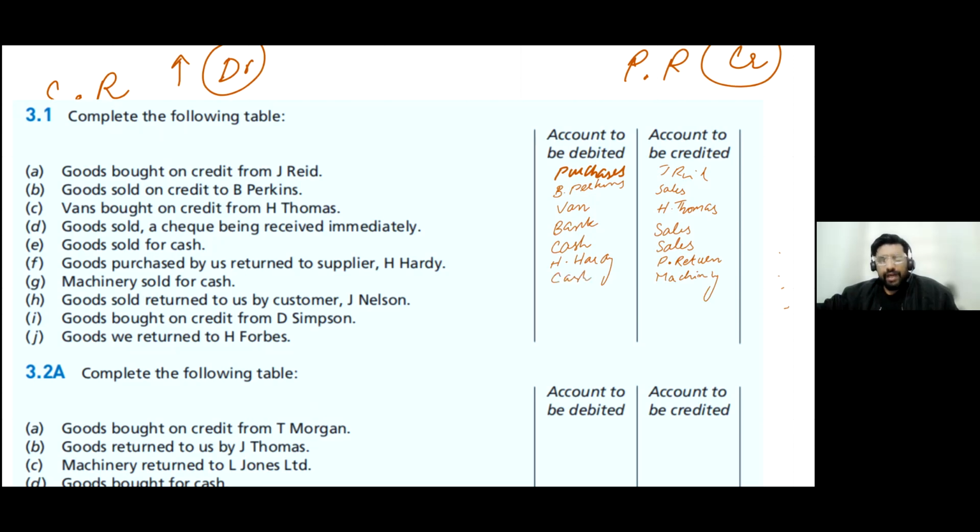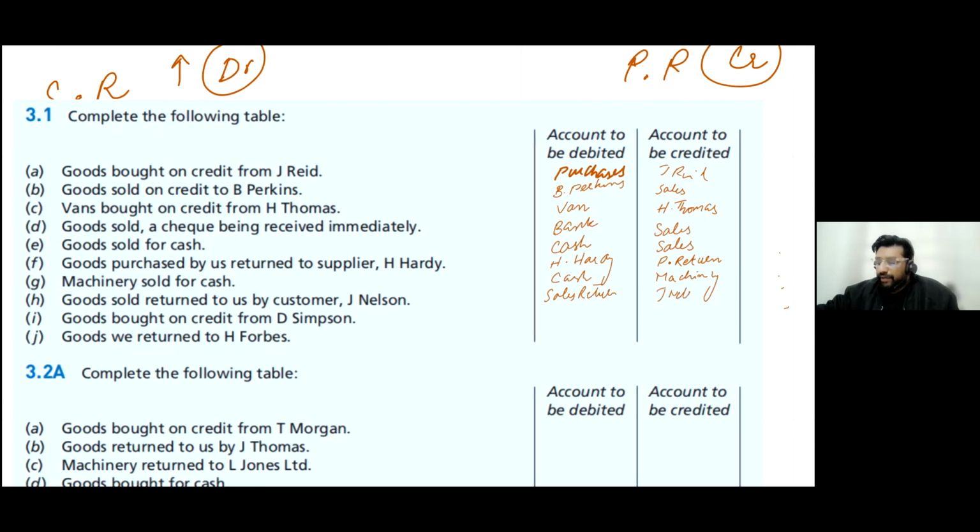Goods sold returned to us by customer. Now, customer returned some of the goods to us. We got the goods, so stock is increasing. As stock is increasing, we're going to debit it. Okay, so sales return debit. And now the customer is no more our asset, right? He was a receivable, but now he's not going to pay us, because he returned the goods. So asset decreasing, we're going to credit it. J. Nelson.